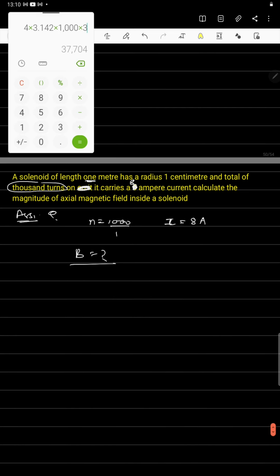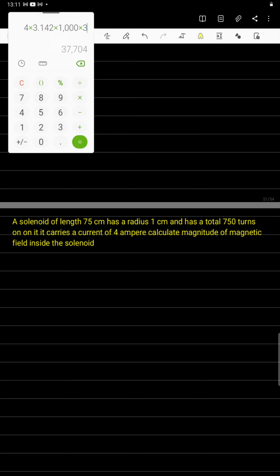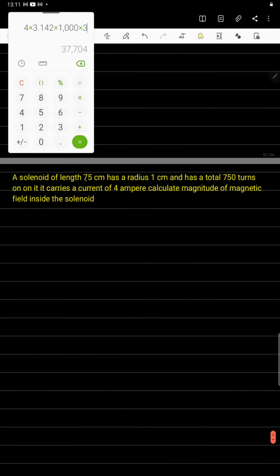And we'll move to the next question. A solenoid of length 75 centimeter has a radius of 1 centimeter and has a total number of turns of 750 turns on it, and it carries a current of 4 ampere. Calculate the magnitude of magnetic field inside the solenoid.